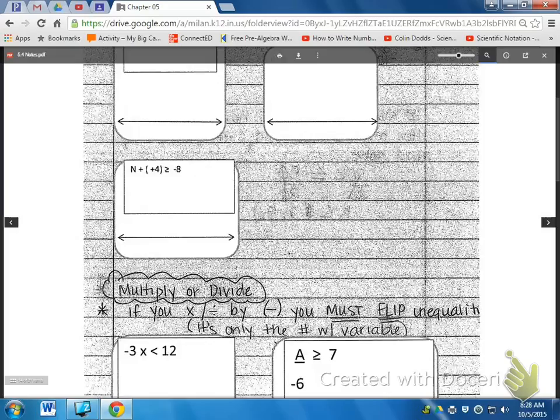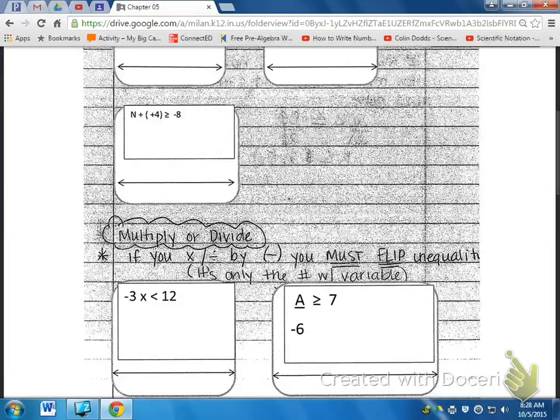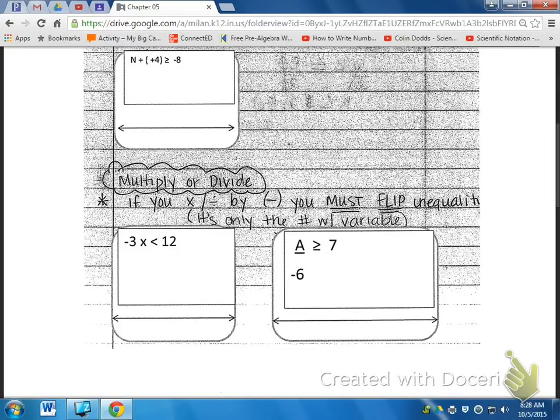Now, the next problem, it has a double sign, so we cannot deal with that double sign very well. So remember the rules on double signs. If they're the same, you just make it 1 plus. If they're different, you just make it 1 minus. So Trayton, what's this one going to be? Well, let's rewrite it so that there's not two signs. So, n plus 4 greater than or equal to negative 8. Okay, now let's solve it.